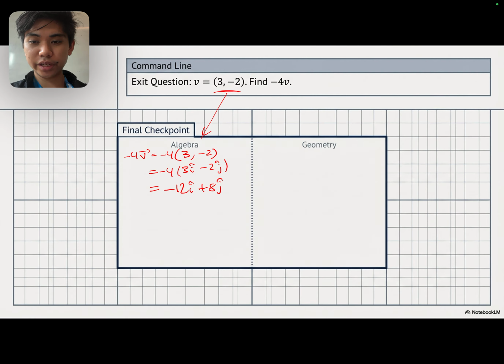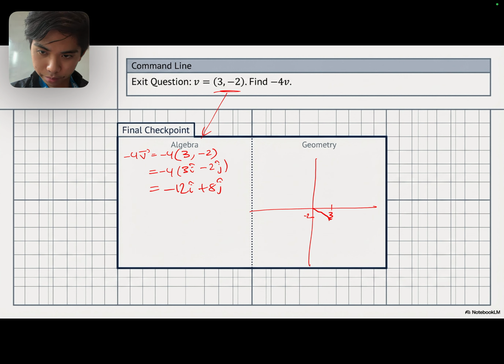so geometrically, if I were to just draw it here, I have my original vector, which is 3, negative 2. So that would be here. Okay, my new vector, negative 4v, is going to be negative 12, 8. It's approximately going to be there. All right, so we can clearly see what the geometric interpretation of this is. We are in opposite directions, and a magnitude or length 4 times longer.